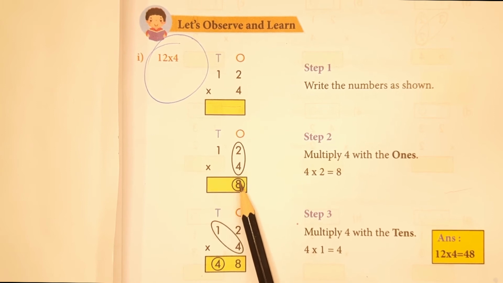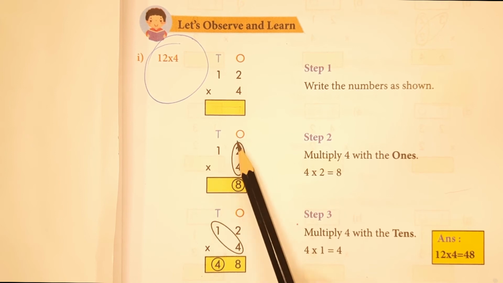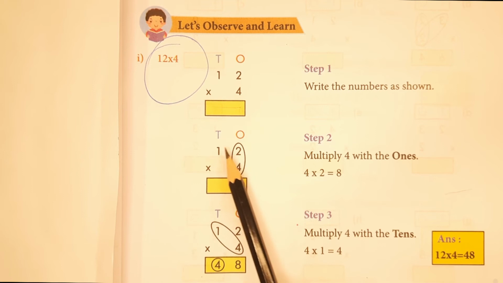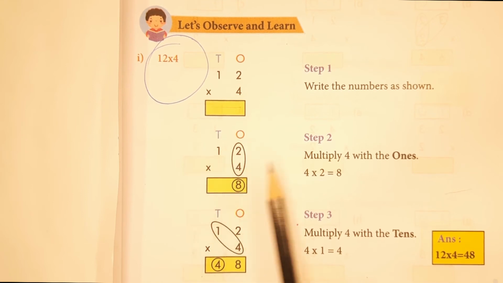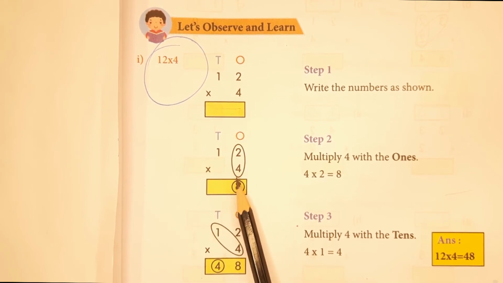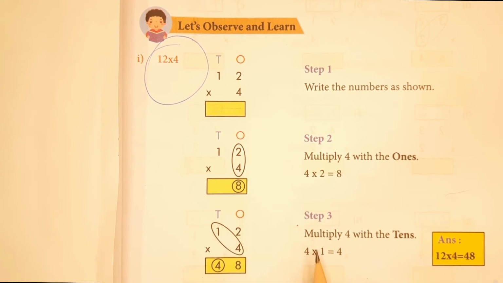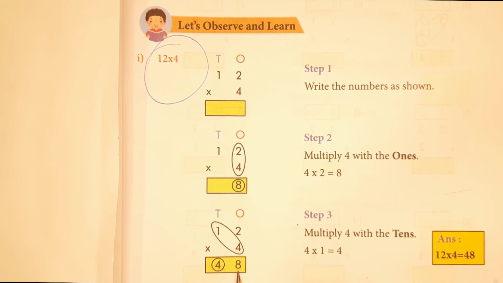How do you get the answer 8? You remember your multiplication table. Remember the place value house: tens, ones, then hundreds. So first you multiply the ones column, you get the answer 8, and then step 3 is multiply the 4 with the tens. So multiply the 4 with the tens and you will get 48 as the product.